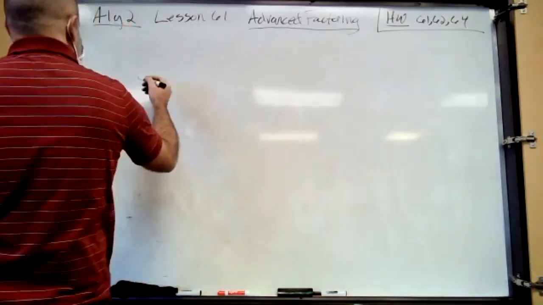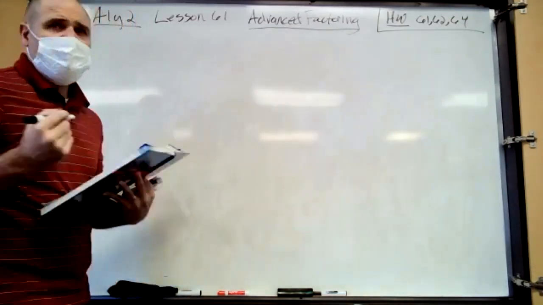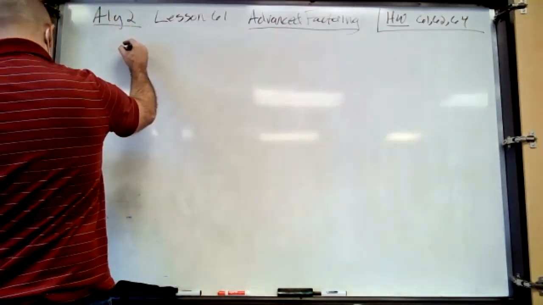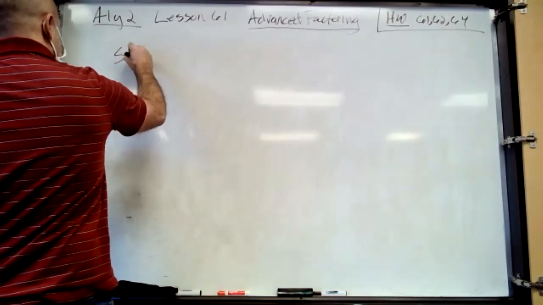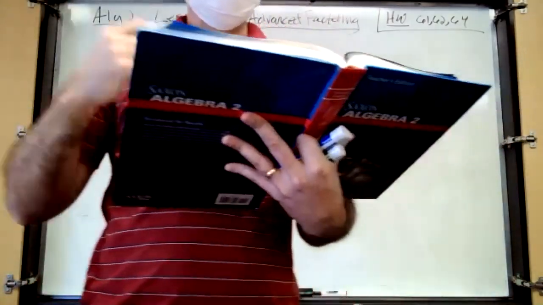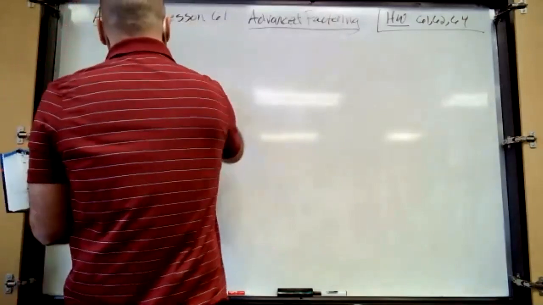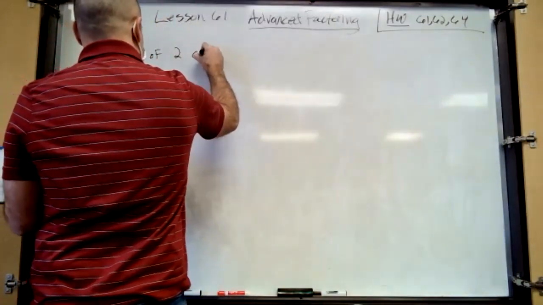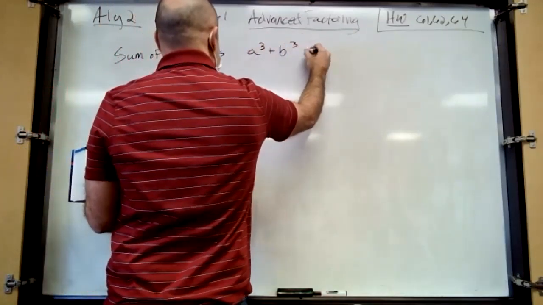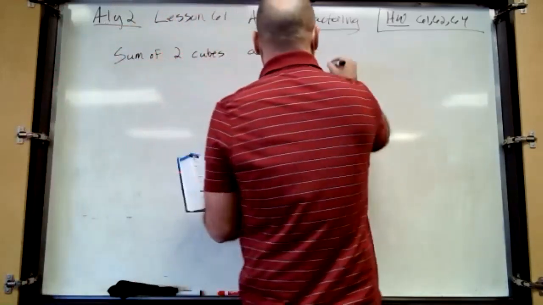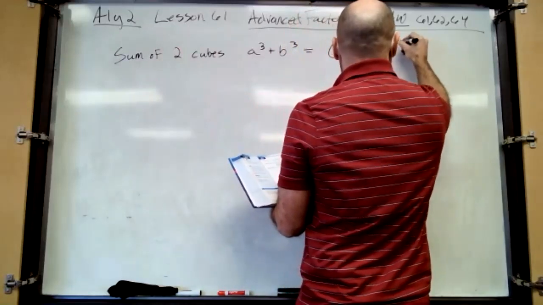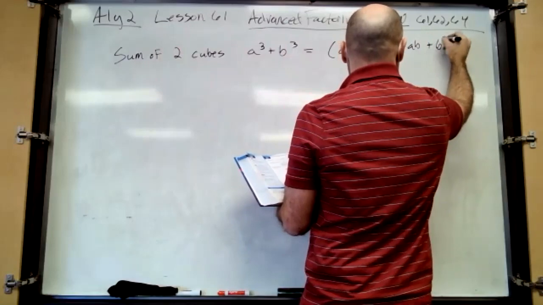All right, so here's the deal. Here's some shortcuts. You should write this down. This is sum and difference of cubes. So sum of cubes. This is the same kind of concept as a difference of 2 squares, but now we're talking about cubes. So the sum of 2 cubes, for example, a cubed plus b cubed. This is how you factor it: a plus b, and then inside is a squared minus ab plus b squared.